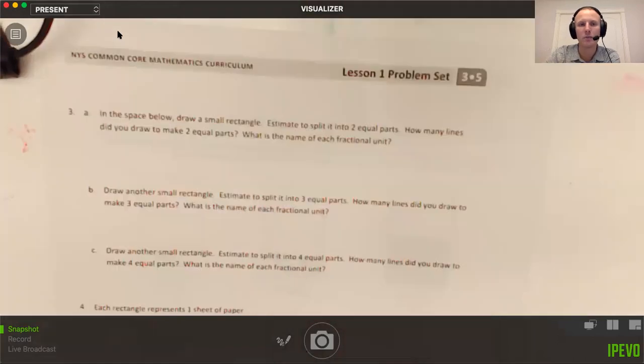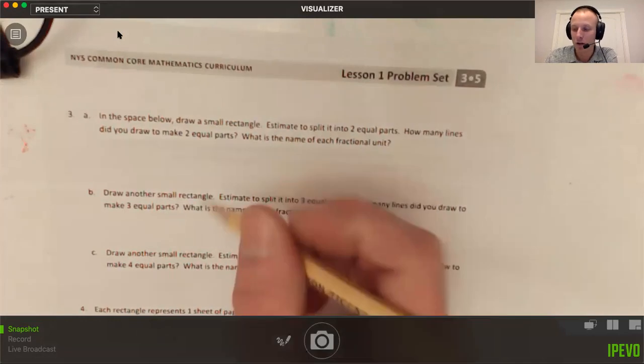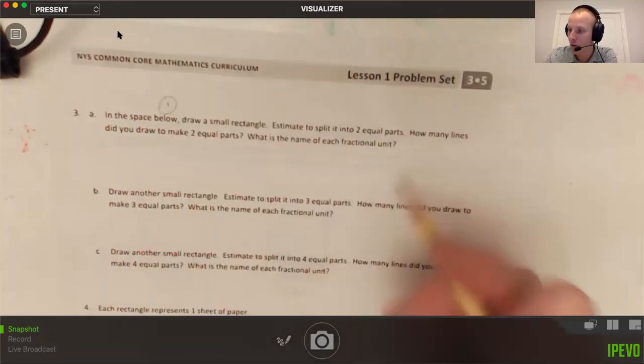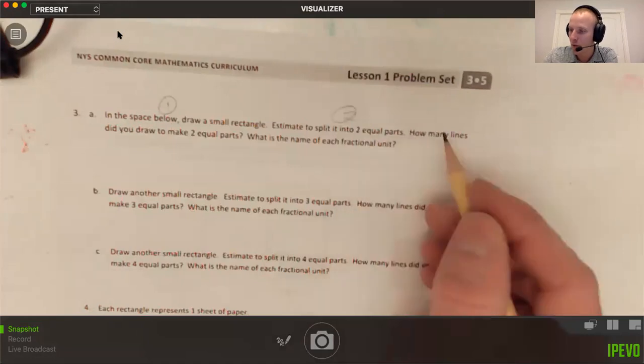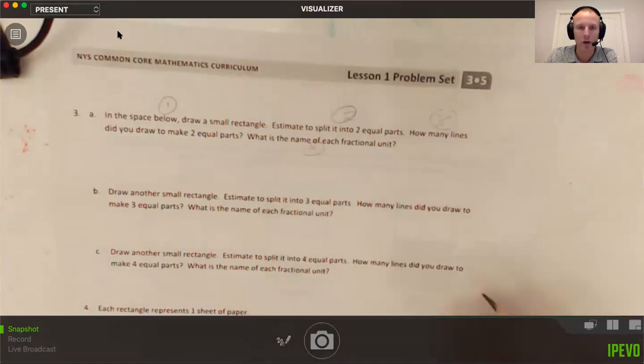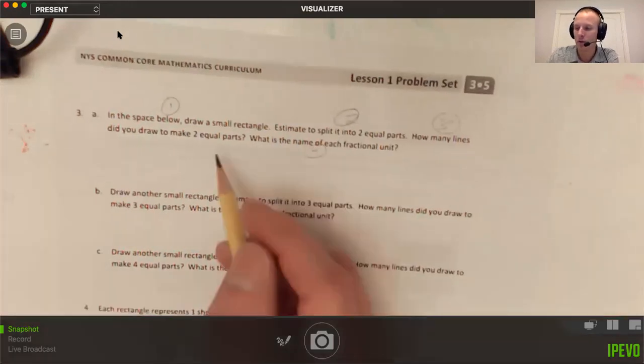So it says, in the space below, draw a small rectangle. Estimate to split into 2 equal parts. How many lines did you draw to make 2 equal parts? What is the name of the fractional unit? A lot of directions in there. So 1, draw a rectangle. 2, split it into 2 parts. 3, how many lines do you have to draw? And 4, what is the name of the fraction? There are 4 things in the directions there.